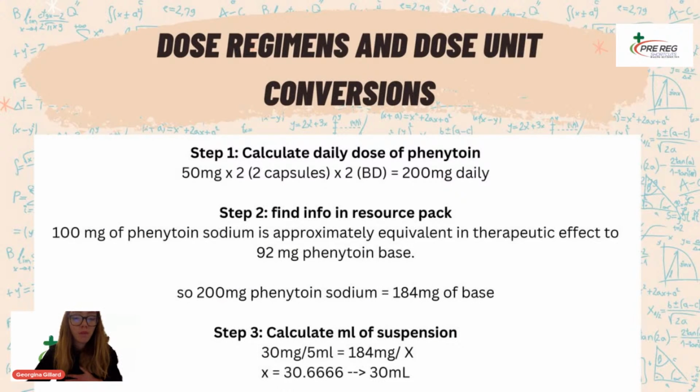If we know that 100 milligrams of phenytoin sodium is equivalent to 92 milligrams of phenytoin base, therefore we know that 200 milligrams of phenytoin sodium is equivalent to 184 milligrams of phenytoin base. We know that Epanutin is expressed in terms of phenytoin base, and that has a concentration of 30 milligrams in 5 ml oral solution. So 30 milligrams over 5 ml is equal to 184 milligrams over X. You solve that and that gives you 30.66666, and therefore you round that to the nearest whole number, which is 31 ml.